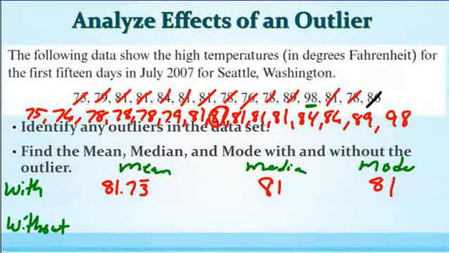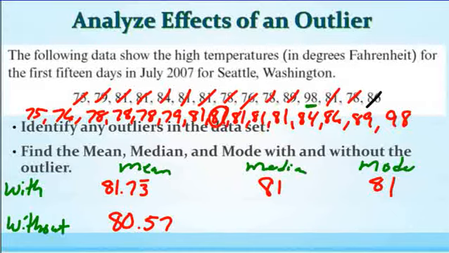Now, if we took the 98 out, I had 1,226 with all of them. If I take the 98 out, so I subtract 98 from it, I have 1,128 as my total. Divide that by, now I only have 14 numbers. That will give me a mean of 80.57.